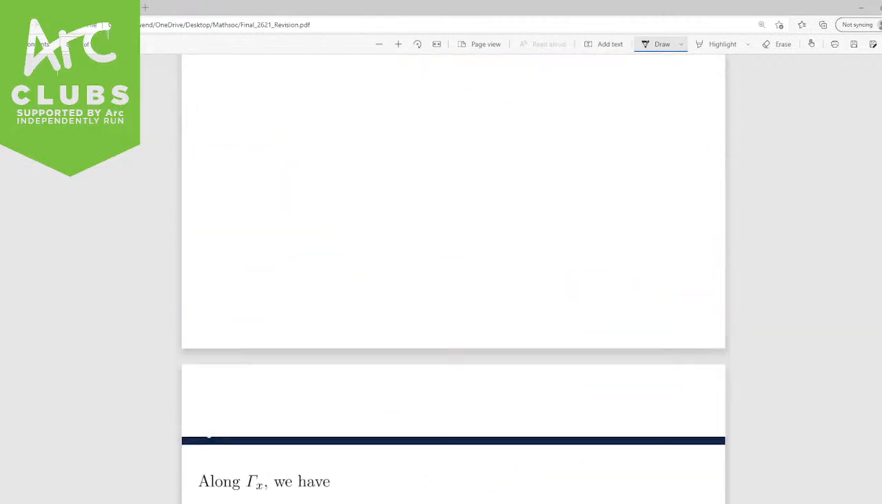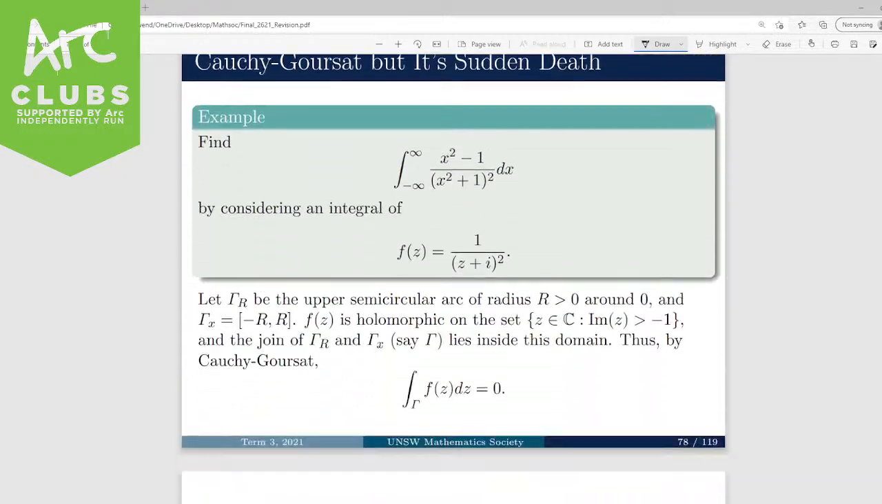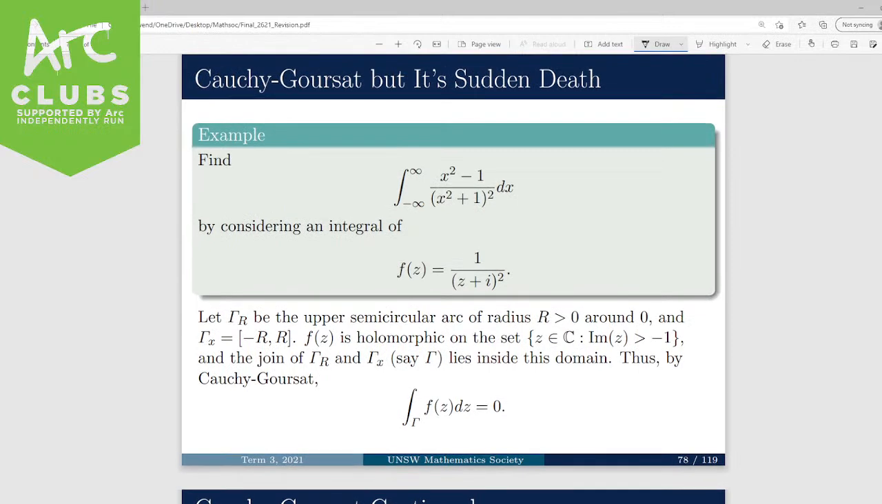You know what? Yeah, I'll go back to that, because that was the final example there, but it's a bit of a branch logarithm. This one's a bit funkier. So Cauchy-Goursat, but I call this the sudden death question. So you have this integral. It looks horrific, but they do give you a nice little hint. Consider an integral of f equals 1 over (z plus i) all squared. I say really nice. It's a bit hard to see the connection, but we'll get there.